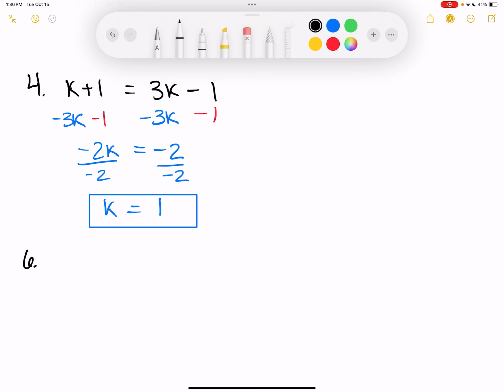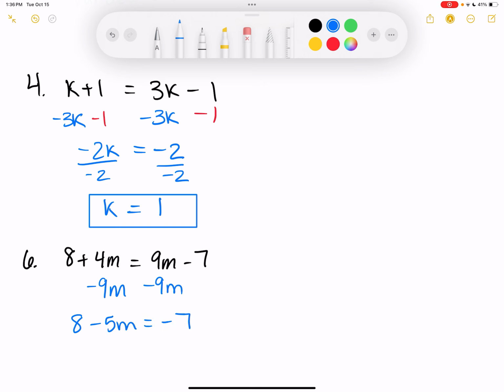Number 6, 8 plus 4m equals 9m minus 7. So I'm going to move my variables to the left first. So I'm going to subtract 9m from both sides. So I will get 8 minus 5m equals negative 7.